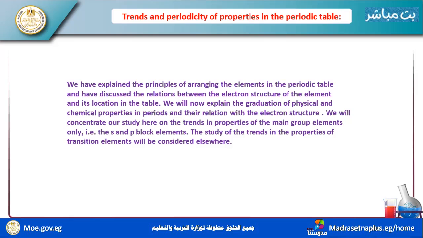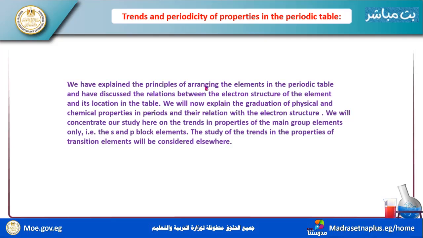We can discuss the properties of the periodic table. We have explained the principle of arrangement of elements in the periodic table and have discussed the relations between the electron structure of the elements. We can write this. We have explained the principles of arrangements. What is the meaning of arrangements?